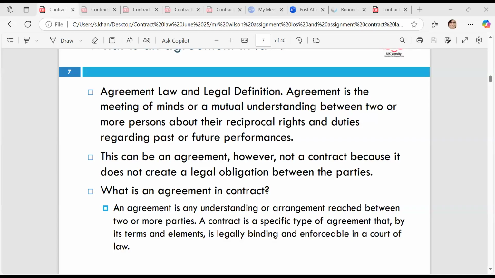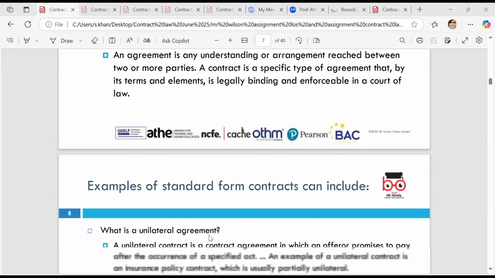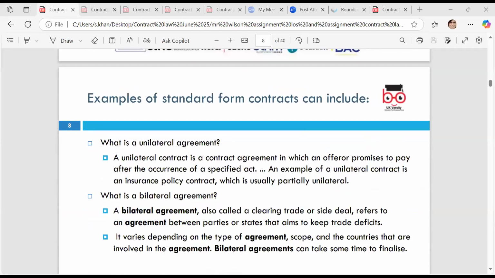This is not a contract, it's an agreement. There's a difference between an agreement and a contract. An agreement is an arrangement between two parties, whereas a contract is a legally binding contract between the parties. And a contract will have terms and conditions, whereas an agreement wouldn't have that, and it's not enforceable in law. Correct.